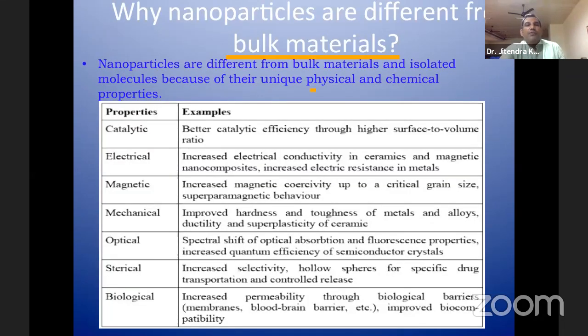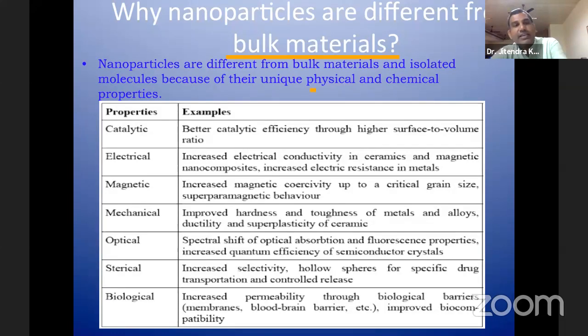So why are nanoparticles different from the bulk material? There are different properties. According to the properties, we differentiate the nanoparticles from the bulk material according to their magnetic property, mechanical property, optical or biological property, or electrical property. So these are the various properties through which you can differentiate a nanoparticle from the bulk material.